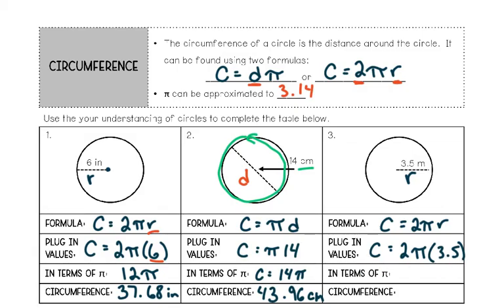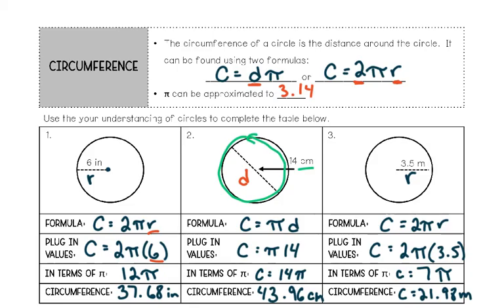So I can go ahead and simplify this, and in terms of pi, I want to keep the pi symbol, and I just want to do 3.5 times 2. 3.5 times 2 is 7, so circumference equals 7 pi. And if I want to approximate that, I can multiply 7 times 3.14, or like I said, put it in your calculator using the pi symbol, and you're going to get 21.98 meters.